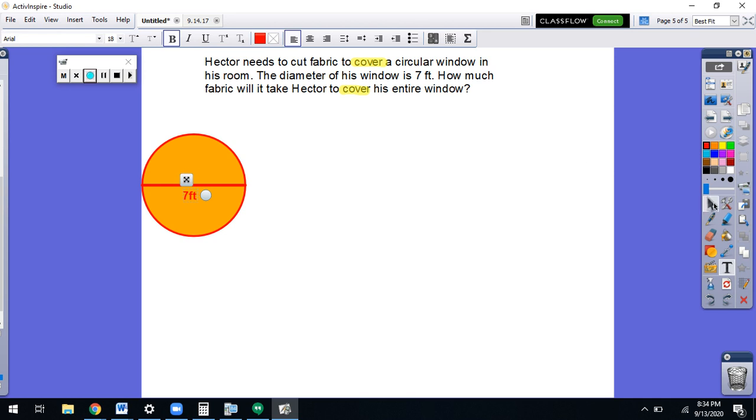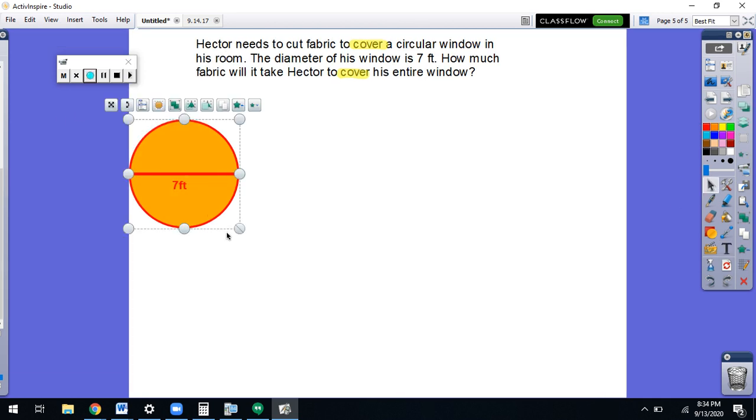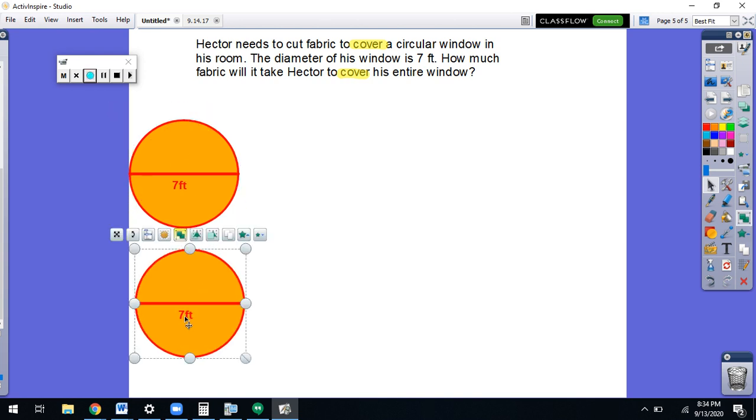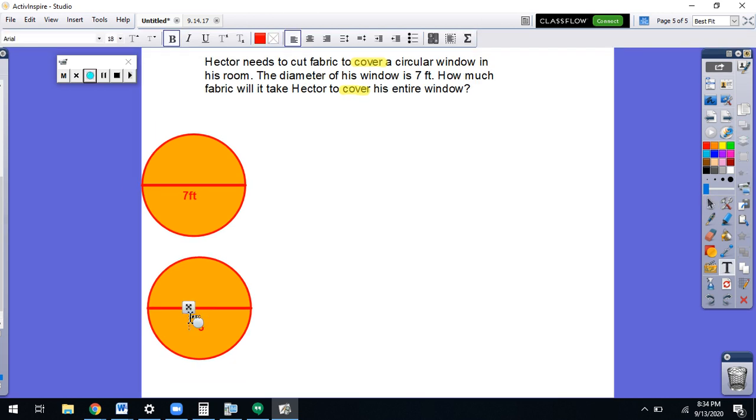But I don't really want to use that 7 feet. So here's the problem I'm going to work out. I'm going to use the radius, which is half of that, which is 3.5 feet. So I'm only going to focus on half of it. So there's my representation of the problem.